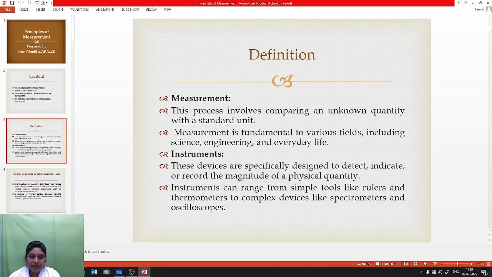So what are instruments? An instrument is a device that is used for measuring the value or magnitude of the quantity to be measured. It is a device specially designed to detect, indicate or record the magnitude of a physical quantity. There are many instruments; here we are discussing thermometers and rulers. These are examples of instruments.